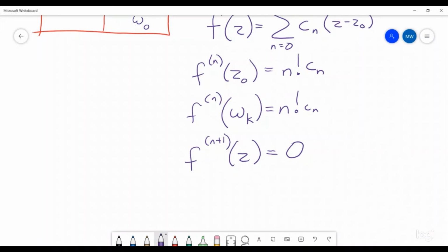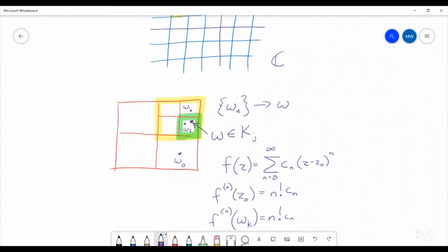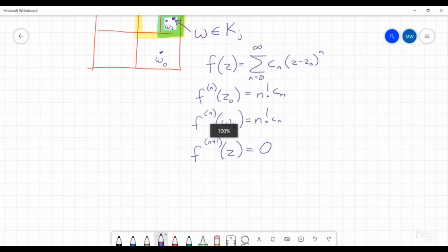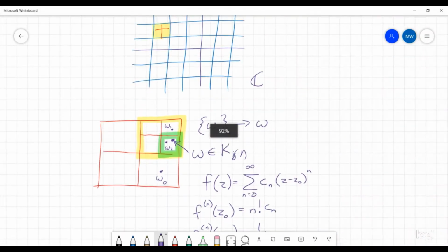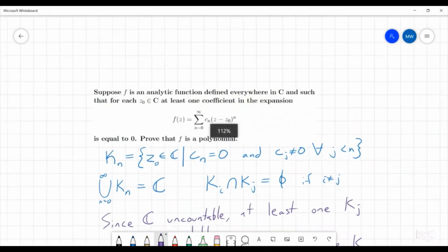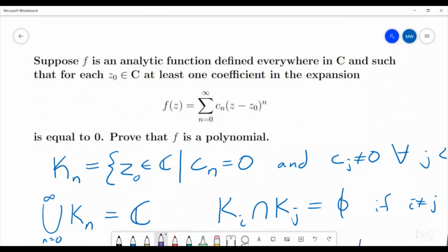In fact, we actually showed that everything after Kj, oh whoops, all of these should be j's. Oh well, let's just pretend that this is n. But we showed that everything after that has to actually be 0. So there's nothing in any of those sets afterwards. So we didn't actually have a countable collection of sets that formed our partition. We had a finite set of sets that formed our partition, which is absolutely crazy that all of that would actually come from just the restriction that at least one coefficient in the expansion was 0.